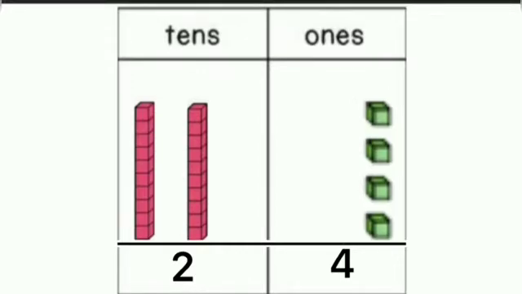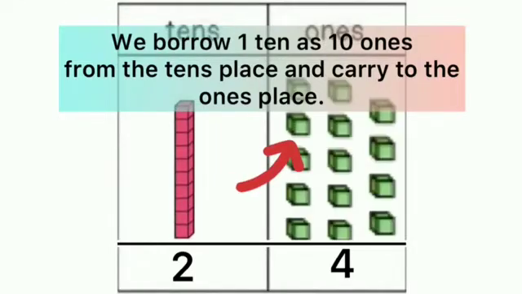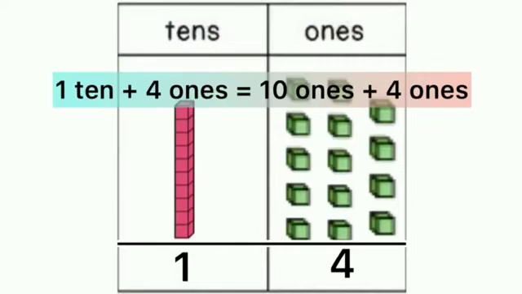Students, here I am showing you 24 at ones and tens place with blocks. At tens place 2 sets of blocks and at ones place 4 blocks. We cannot subtract 8 from 4. So borrow 1 ten as 10 ones from the tens place and carry to the ones place. 1 ten plus 4 ones is equal to 10 ones plus 4 ones and it will become 14 ones.